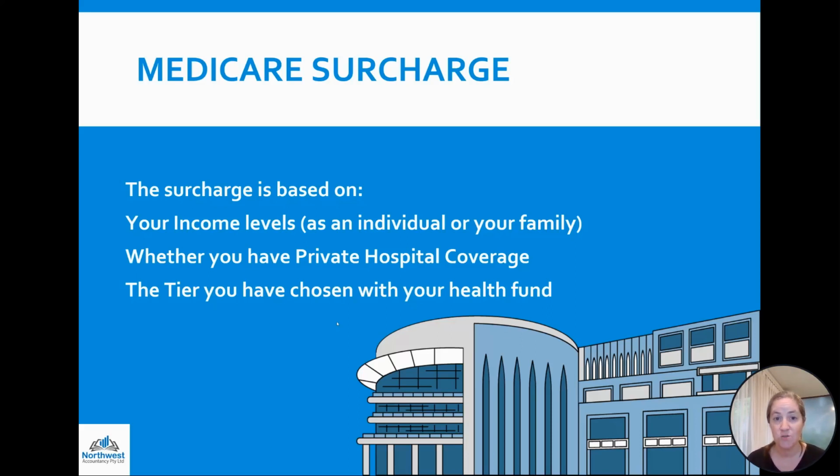So if you've got essentials, I keep on trying to say hospital cover. You have to have hospital cover for you not to pay Medicare surcharge. And then your surcharge is also based on whether you've got a tier with your health fund or not. So let me use those words again. If your health fund only covers you for essentials, then you still may be liable for surcharge if your income thresholds go too high. So the surcharge does not come into play if you've got private hospital coverage, but it does come into play depending on your income. It does come into play depending on your health fund.